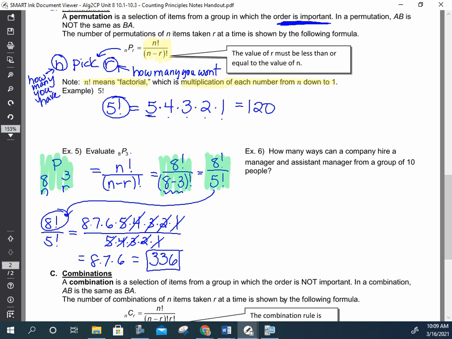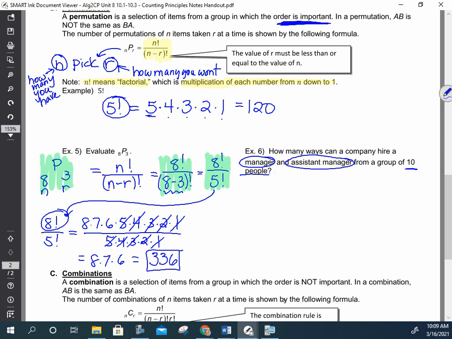All right, example 6. How many ways can a company hire a manager and assistant manager from a group of 10 people? So 10 people are trying to get hired for manager and assistant manager. That means if I'm hired as the manager, I can't be the assistant manager. If I'm hired as assistant manager, I can't be manager. I have 10 people.